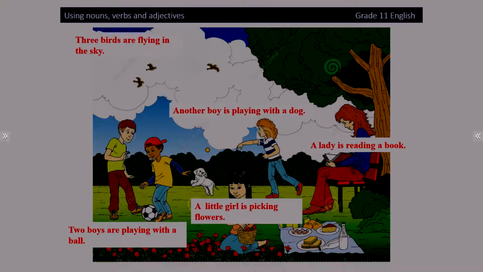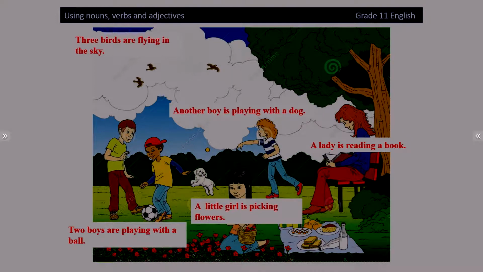Alright? The noun is birds. And then how many birds? 3 birds. And the action there is flying. Alright? Okay. Let's see the sentence at the bottom. 2 boys are playing with a ball.